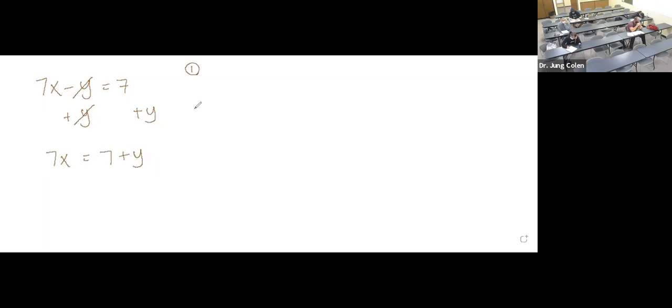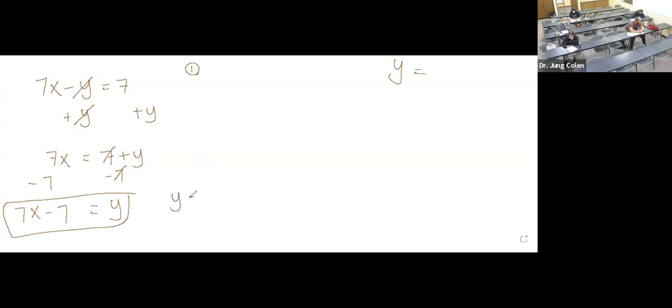We are solving for y, so our goal is to have y equal to something, but I still have plus 7 there. So I can subtract 7 on both sides this time, right? Because 7 is added. Then 7 minus 7 is 0, 0 plus y is y, and I have 7x minus 7, right? So I'm done. y is equal to 7x minus 7. That's the same as I can split them over 7x minus 7.